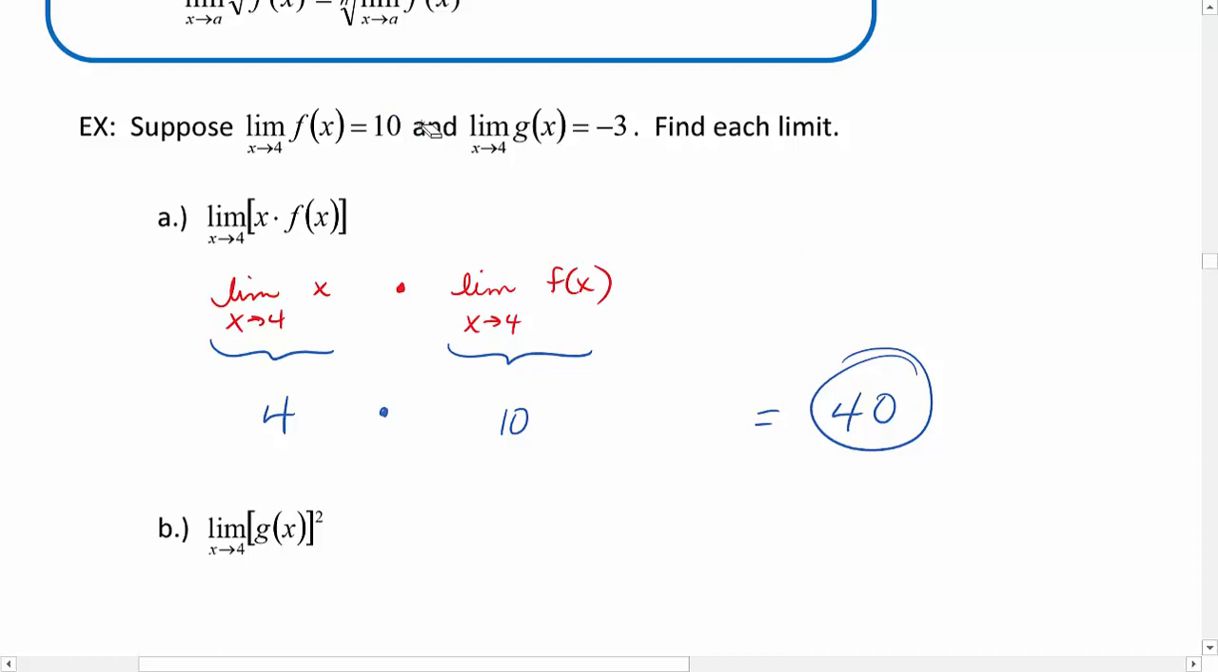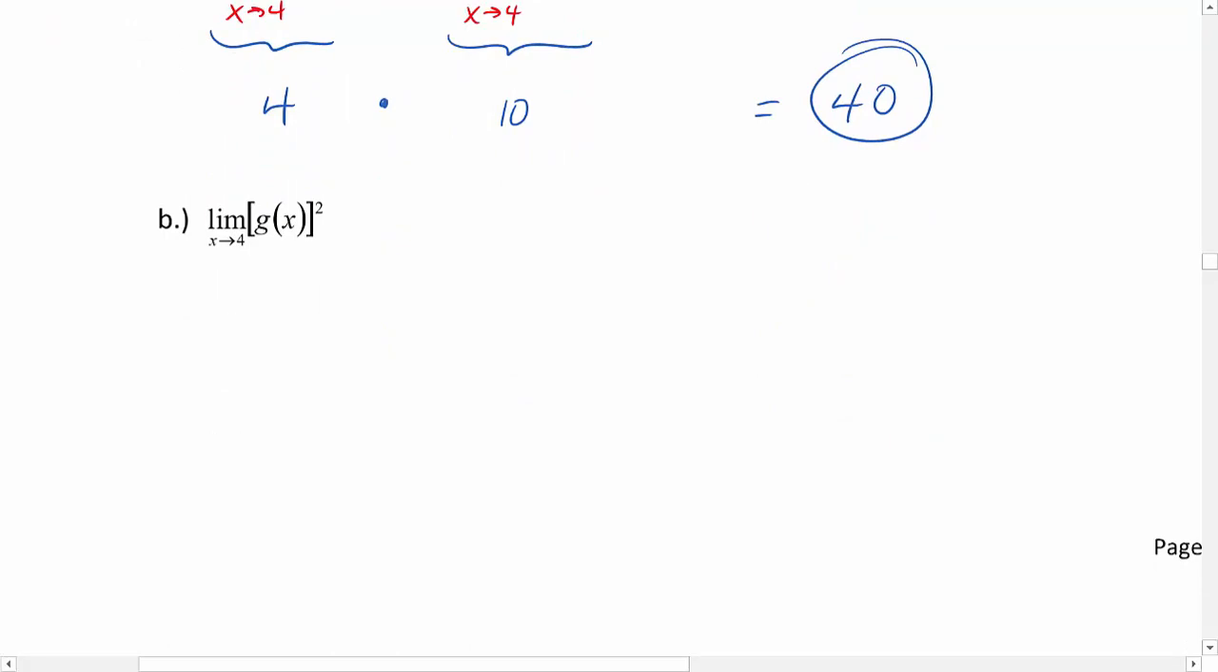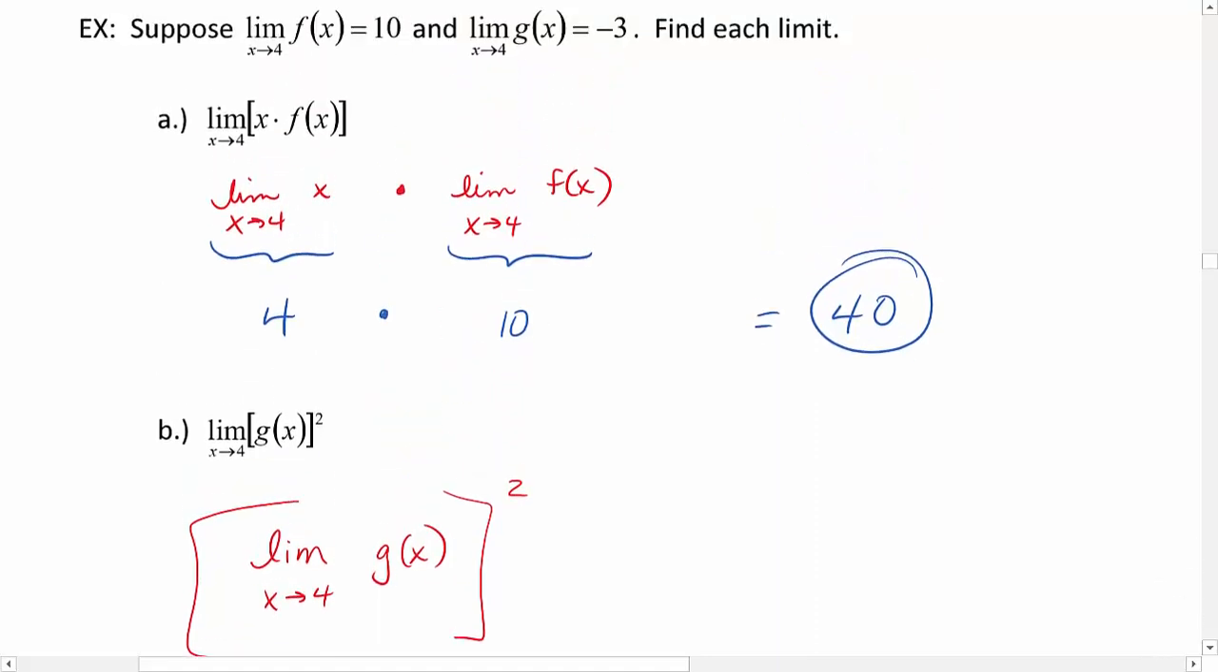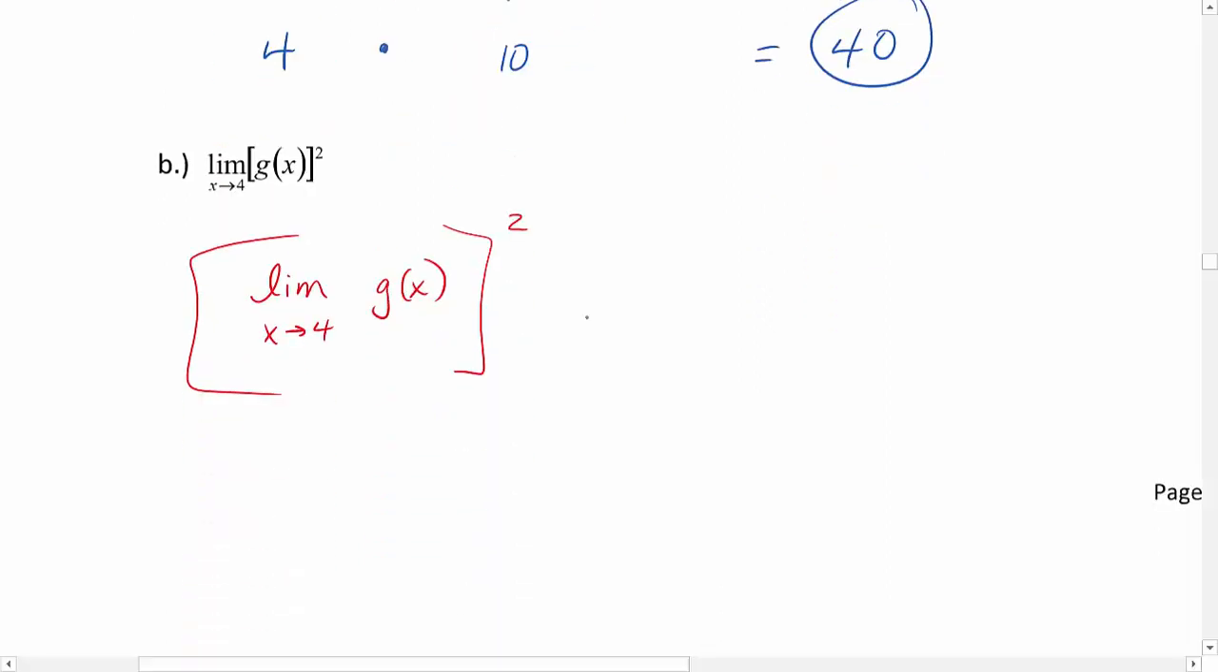In part B, we want to find the limit as x approaches 4 of g of x squared. Well, that's the same as the limit as x approaches 4 of g of x, finding that, and then squaring it. The limit as x approaches 4 of g of x was given to us. That's -3. So this becomes -3 squared. Our limit is equal to 9.